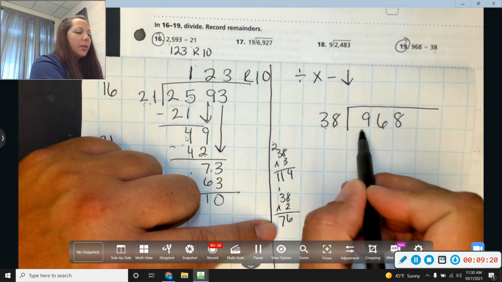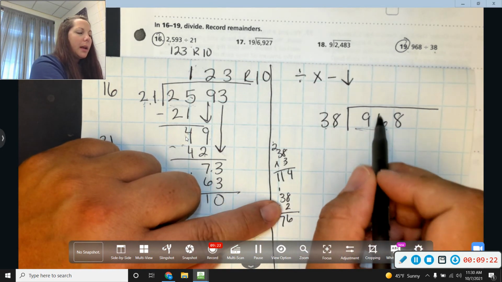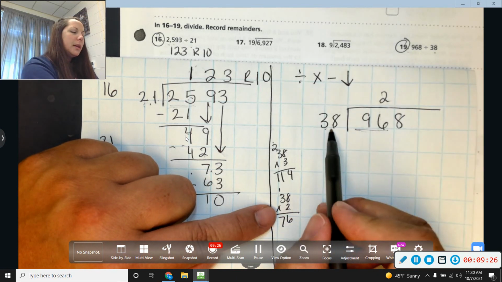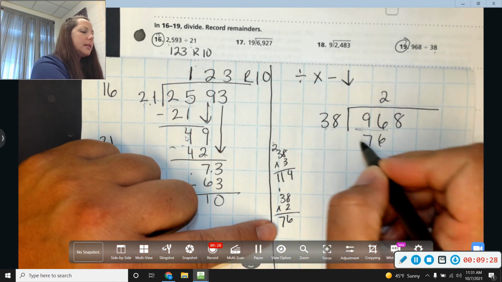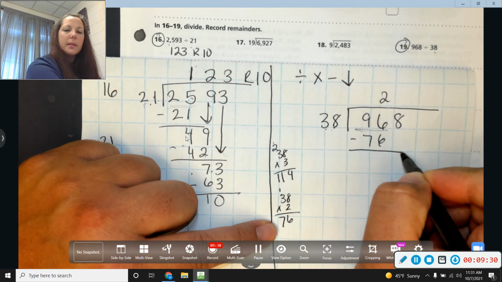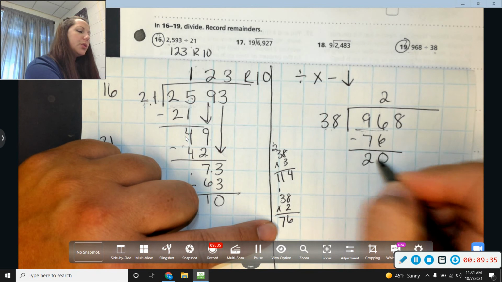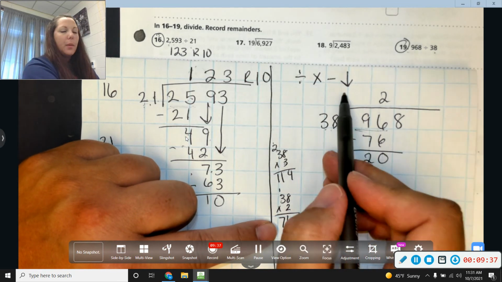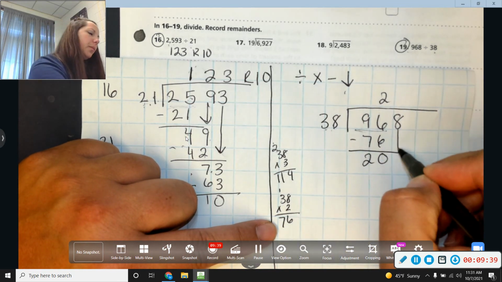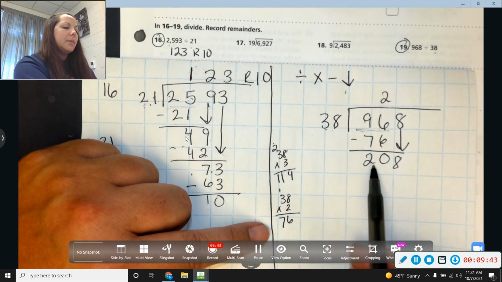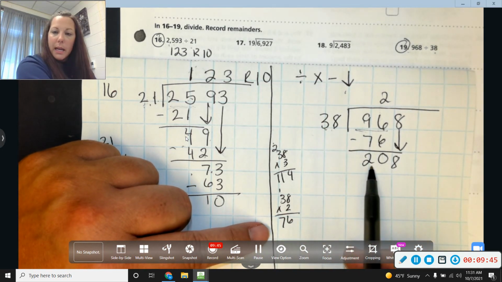I'm dividing 38 into 96, so my answer goes above the 6. 2 times 38 is 76, and I now subtract. 6 minus 6 is 0. 9 minus 7 is 2. I'm on the bring down stage now. Bring down my 8. Now I have to determine how many times 38 goes into 208.